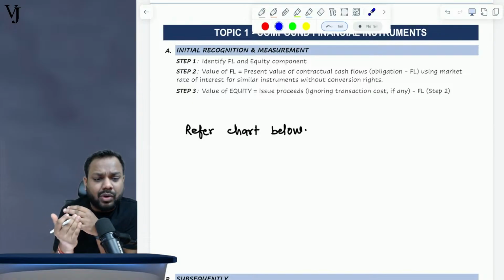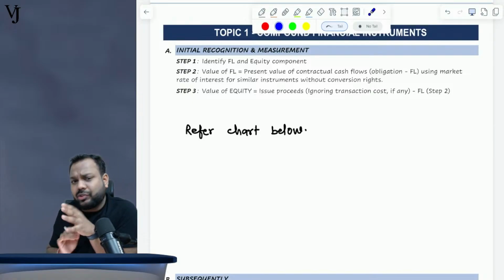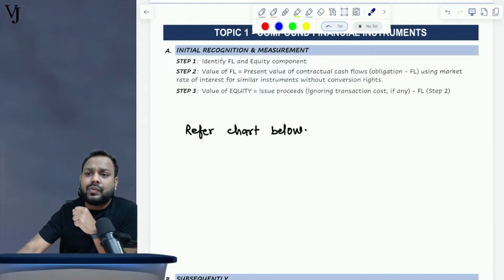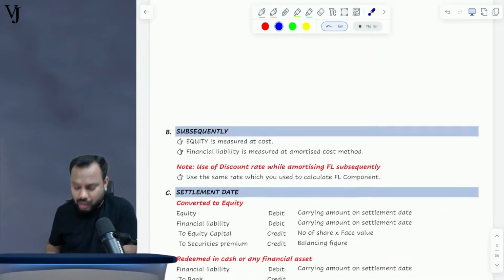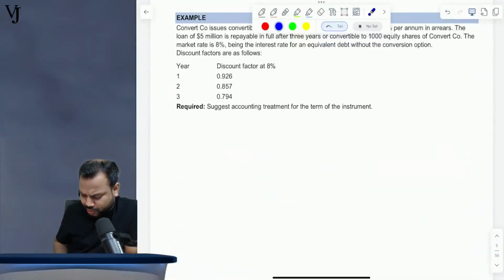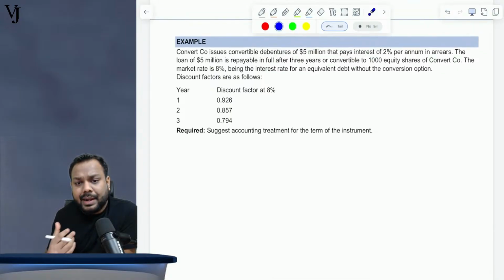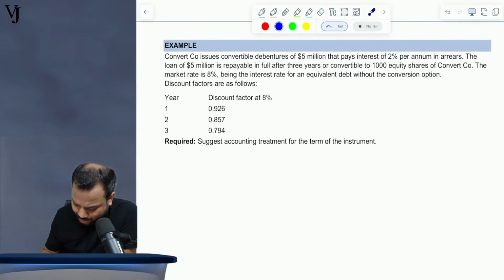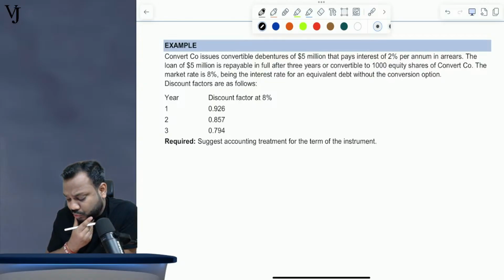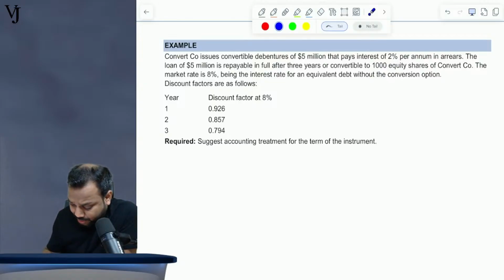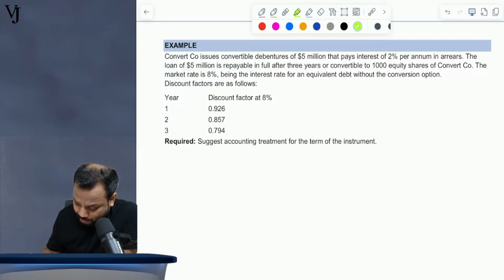Now, this is a theoretical discussion, but shall we restrict ourselves to that only? No. Let us focus on numbers also. I'll take up an example and discuss that as well, so that you get conceptual clarity. Understand what it says. Convert company issues convertible debentures of $5 million that pay interest at the rate of 2% per annum in arrears. The loan of $5 million is repayable in full after 3 years, or convertible to 1,000 equity shares of Convert company.